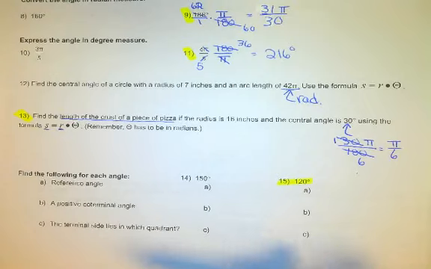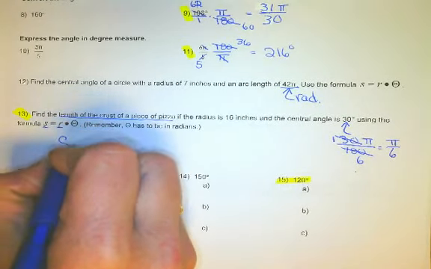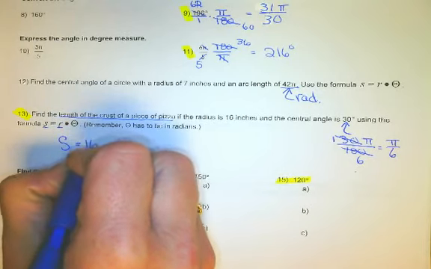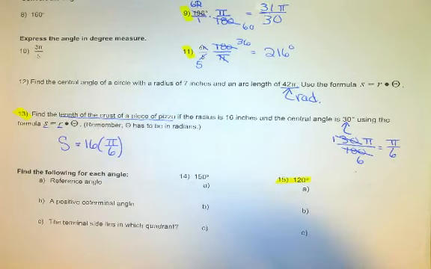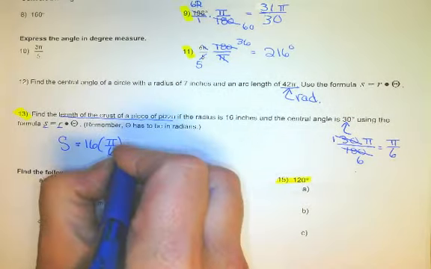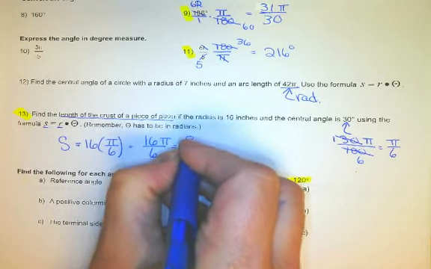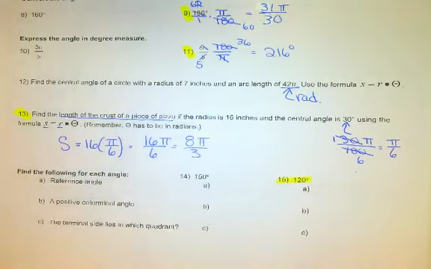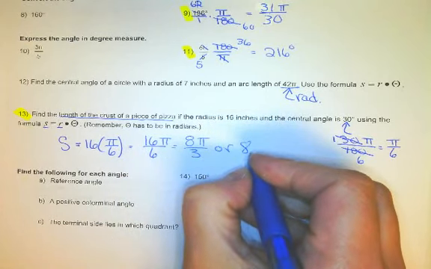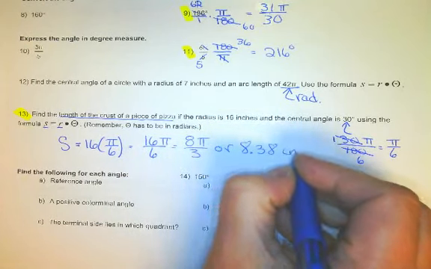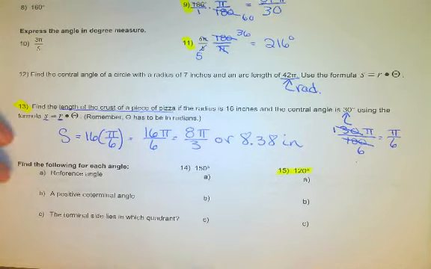So now I can use that pi over 6 to find out what my arc length is, or the size of the crust. So S equals 16 times pi over 6. And if I do that, that gives me 16 pi over 6, which equals 8 pi over 3. So you could leave your answer like that, or if you decide to divide it out, it becomes approximately 8.38 inches. Okay, on this one here, they want you to find a couple different things.